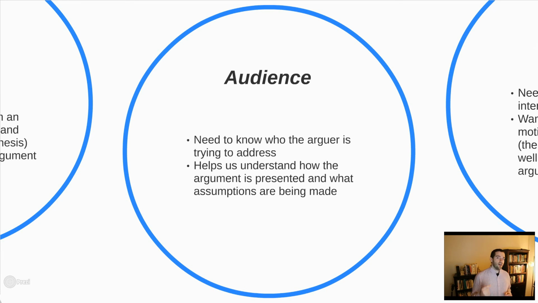So knowing who the audience of an argument is, who's supposed to be listening to it, helps us understand why the author chose to present it in a certain way, and what assumptions are being made that we, especially important, may not share, because that will influence whether or not we understand the argument appropriately.